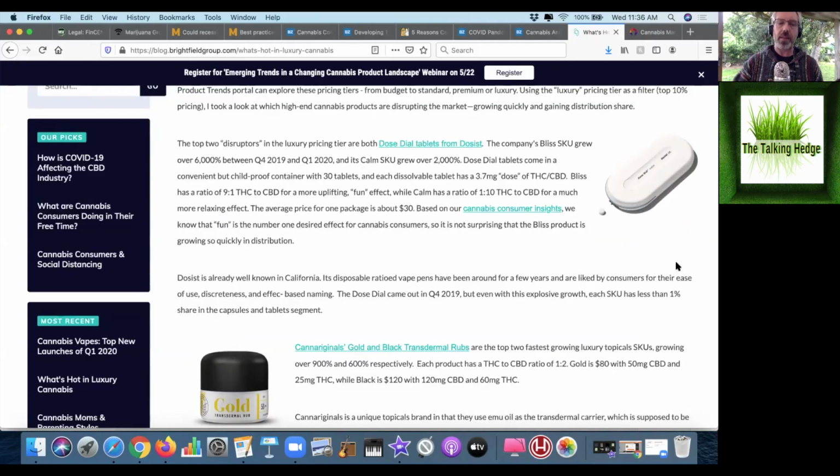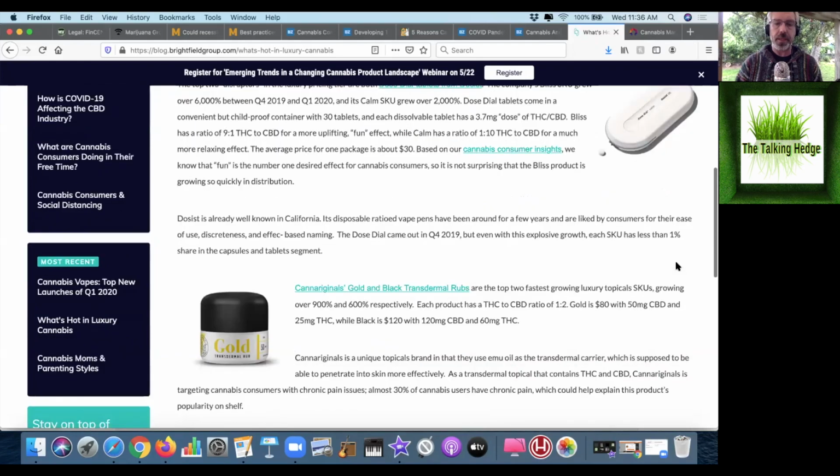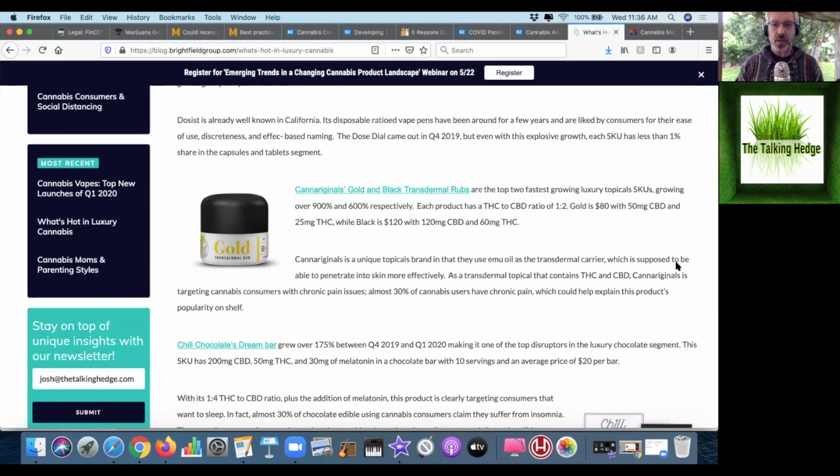It may have helped that in California, they already have a disposable ration vape pen. It's been around for a couple of years, and consumers like the ease of use, discretionary aspect of it. I don't know. Maybe people just like the brand in California and went back to try their mints. I don't know. Moving on, we're going to look at the Canna Girls Golden Black Transdermal Rubs.